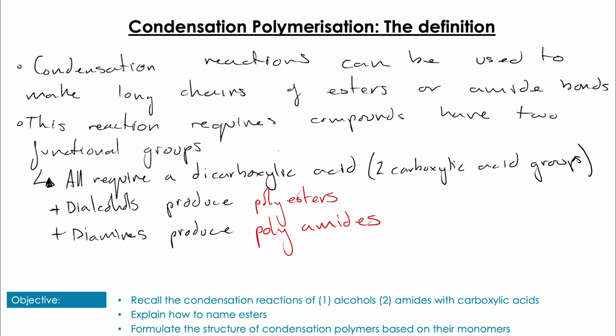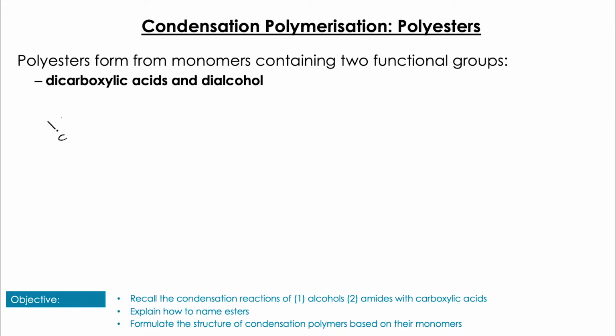So let's have a look at their formation and how we draw the repeating units of these. We will see some similarities to how we drew the repeating units for the addition polymerization when we looked at alkenes earlier on in the unit. So first, looking at polyesters, we have a dicarboxylic acid and a dialcohol.